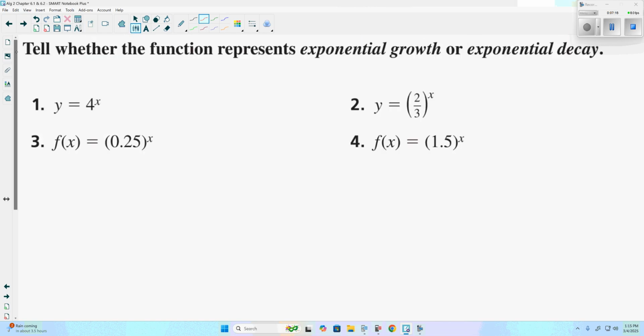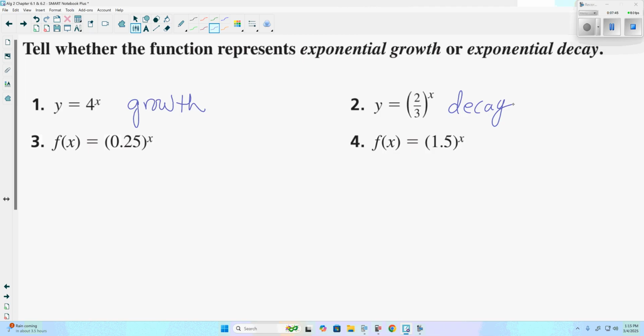All right. This time we're just telling it whether it represents exponential growth or decay. So y equals 4 to the x. Would this be exponential growth or decay? Growth, because the base is greater than 1. Y equals 2/3 to the x. Decay, 2/3 is between 0 and 1.